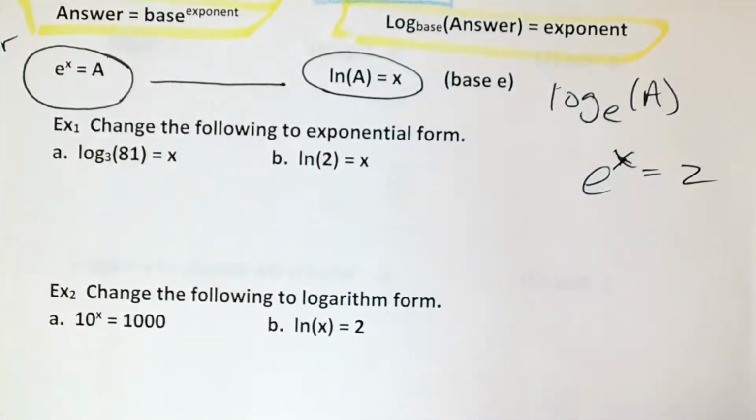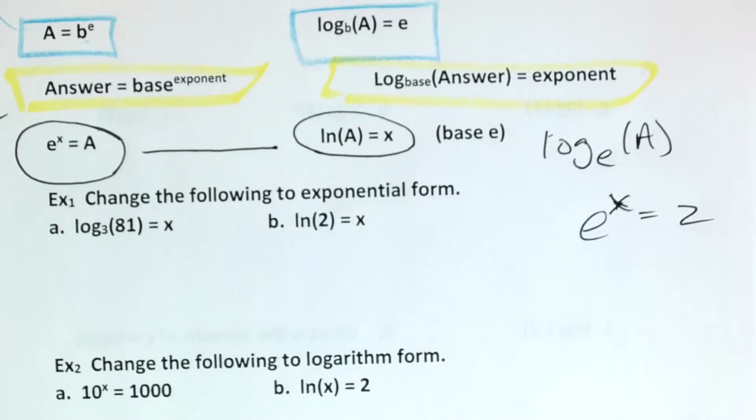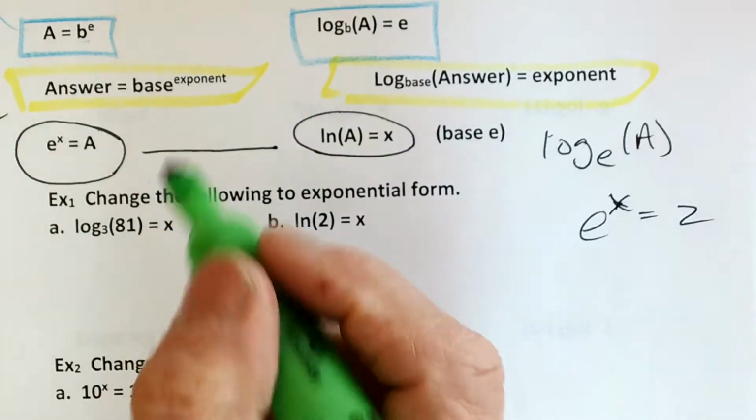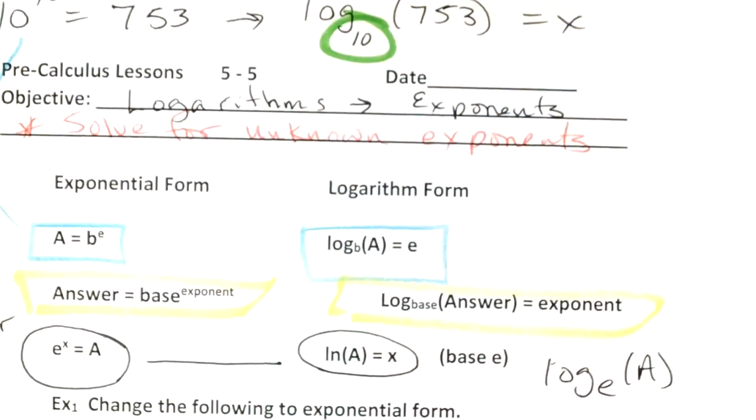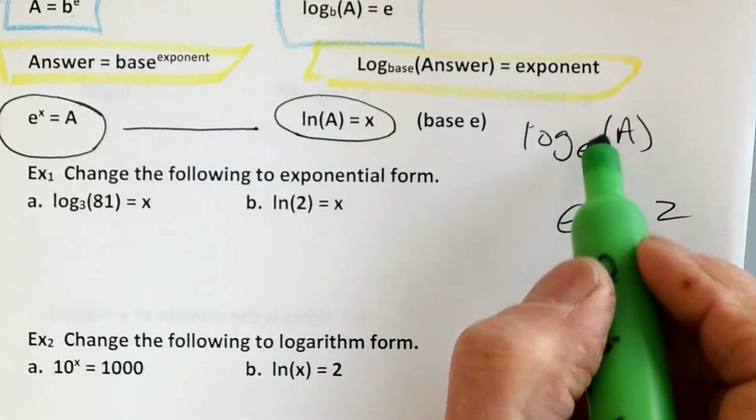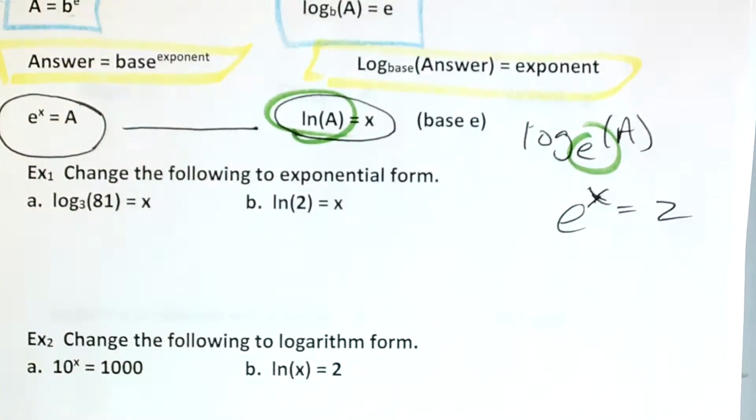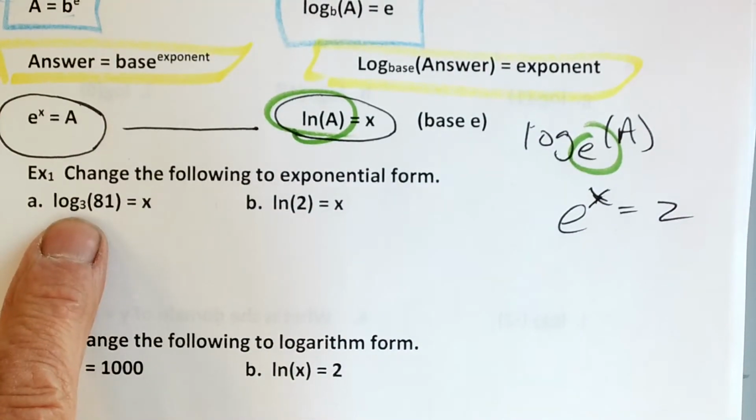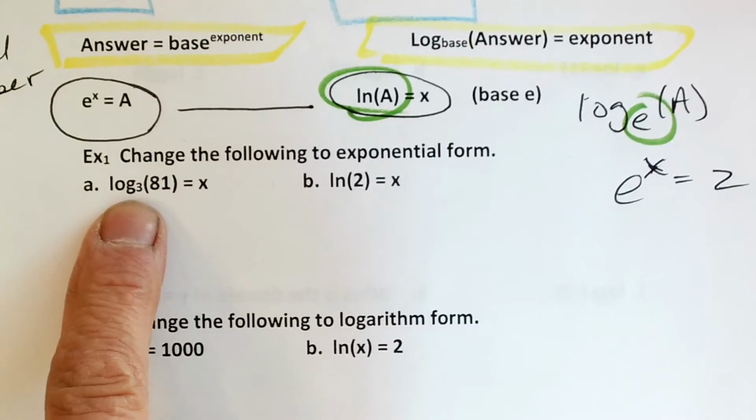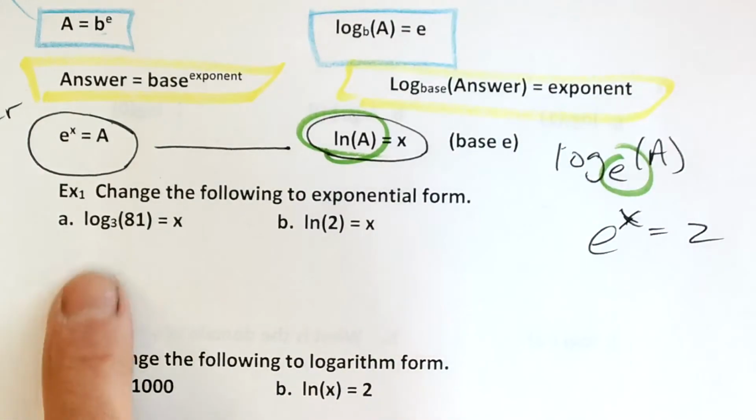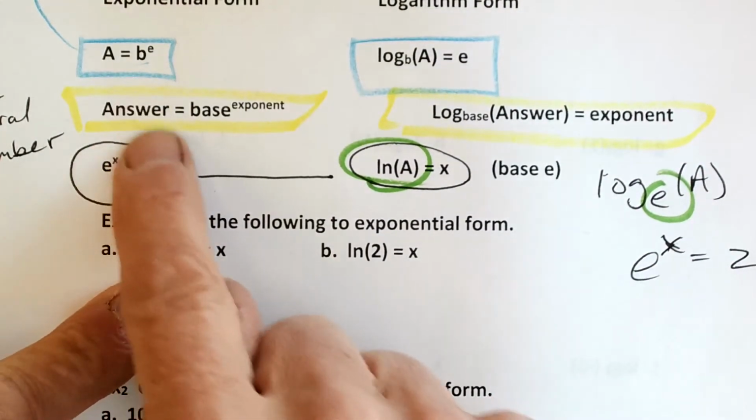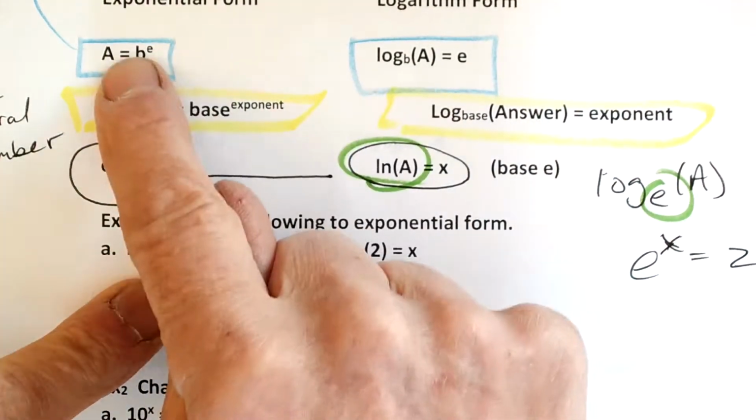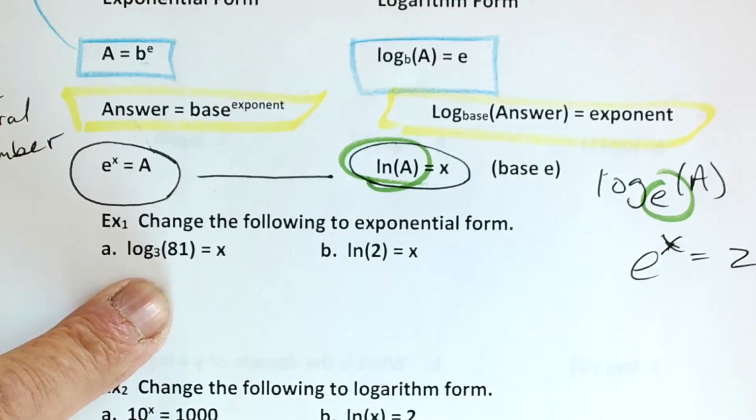Now, we have two special bases. We have base 10, which we know is common log, and we have base E, which is natural log. And any other base, you have to say the base. This is base 3, okay? So we're going to change this from log form to exponential form. It's actually pretty easy. Watch.